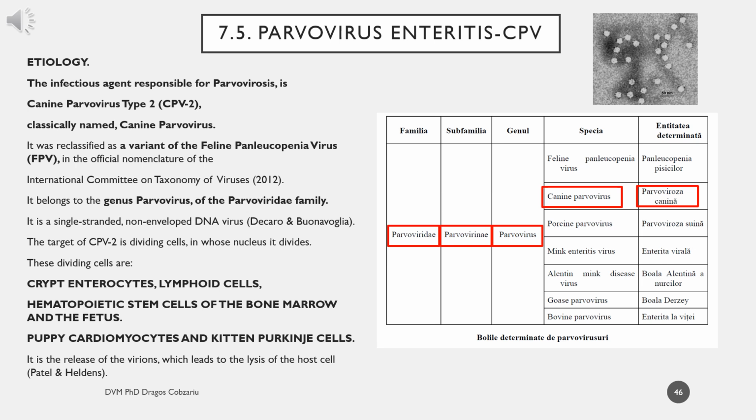It belongs to the genus Parvovirus, of the Parvoviridae family. It is a single-stranded, non-enveloped DNA virus, Decaro and Buonavoglia. The target of CPV2 is dividing cells, in whose nucleus it divides. These dividing cells are crypt enterocytes, lymphoid cells, hematopoietic stem cells of the bone marrow and the fetus, puppy cardiomyocytes and kitten Purkinje cells. It is the release of the virions which leads to the lysis of the host cell.